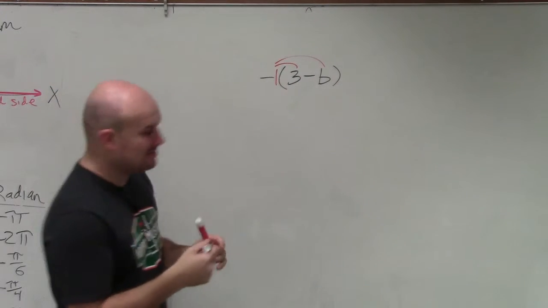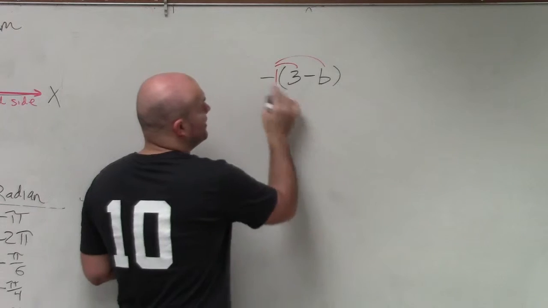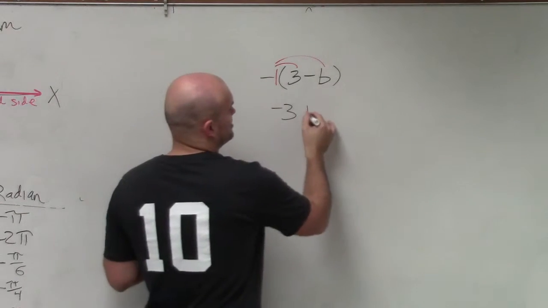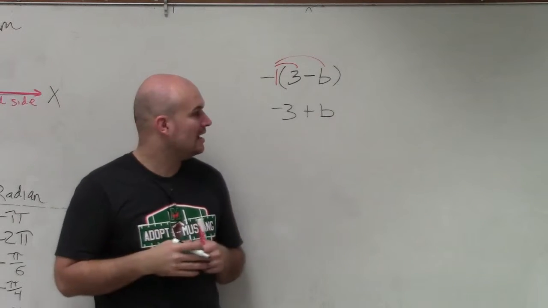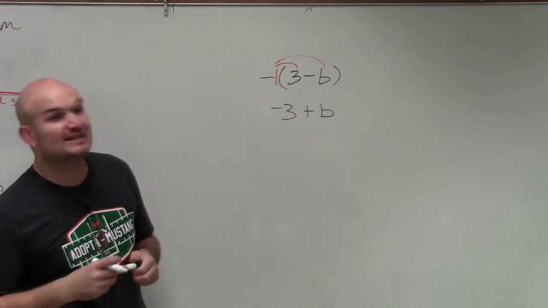So -3 times a +3 is going to be a -3. And -3 times a -b is going to be a +b. And that's really it. However, we need to classify it, right?